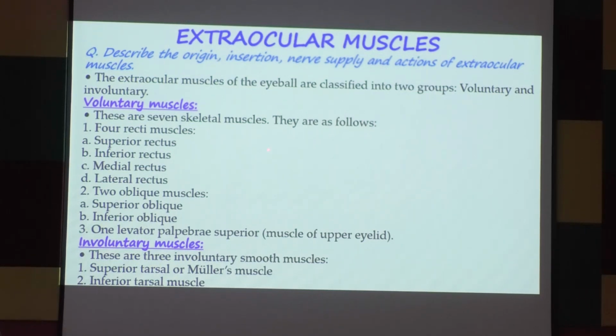So the extraocular muscles of the eyeball are classified into two groups: voluntary muscle and involuntary muscle. Voluntary muscles are 7 skeletal muscles, and these are 4 recti muscles, superior, inferior, medial, lateral rectus, 2 oblique muscles, superior oblique and inferior oblique, and 1 levator palpebrae superioris muscle, which is the muscle of the upper eyelid. So these 7 muscles are the voluntary muscles. Then involuntary muscles, there are 3 involuntary smooth muscles. The superior tarsal or Muller's muscle, inferior tarsal muscle.